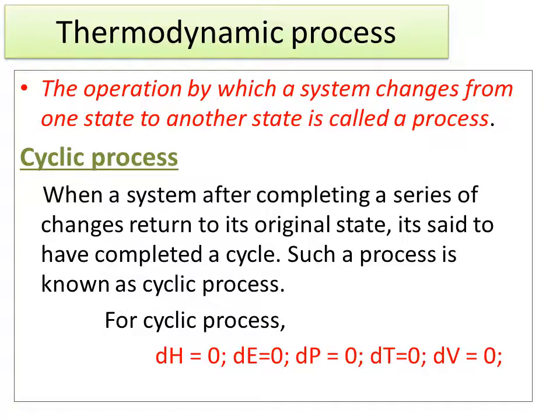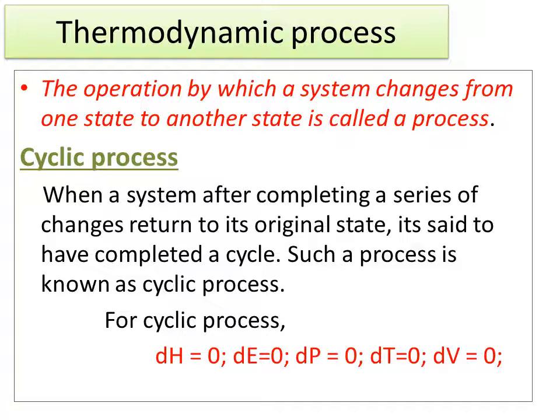Then let us see the important term, thermodynamic process. The operation by which a system changes from one state to another state is called a process. The thermodynamic process can be carried out in different ways and under different conditions. The process can be classified into various types. First, we see about cyclic process. When a system, after completing a series of changes, returns to its original state, it is said to have completed a cycle. Such a process is known as cyclic process.